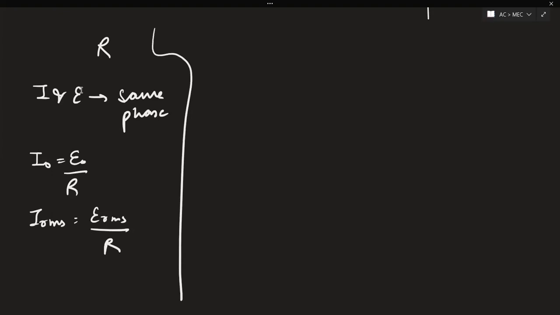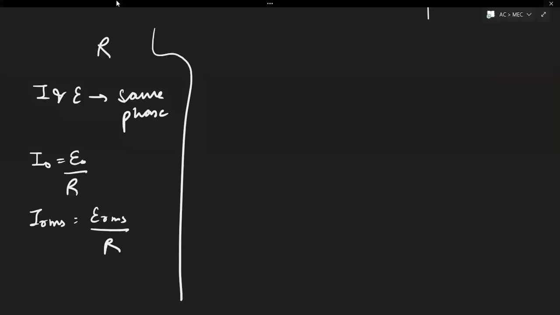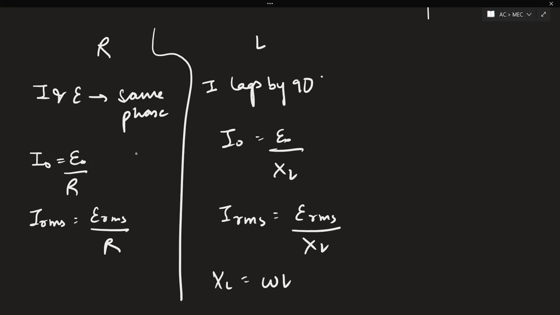For the circuit containing only inductor, current lags by 90 degree. I naught is given by E naught divided by XL. IRMS is given by ERMS divided by XL. XL is equal to omega L, which is equal to 2 pi nu L, and frequency and XL both are directly proportional to each other, so you get a straight line.